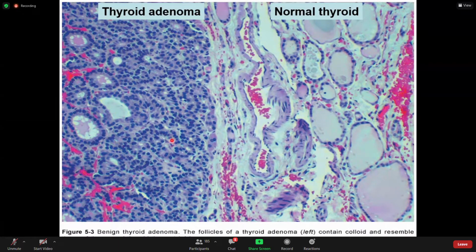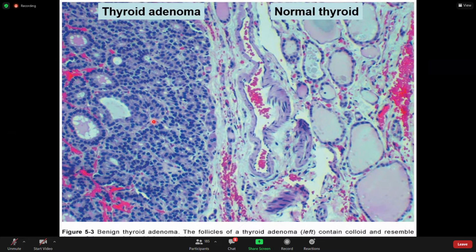Now, if you look here, when you cross this border right here, and you look here, you will start to see that all those follicles look very much the same. So you will start to see what you call monotony. Monotony meaning all of them uniform, all of them look the same. This is what you see when you have neoplastic proliferation in the thyroid, okay?